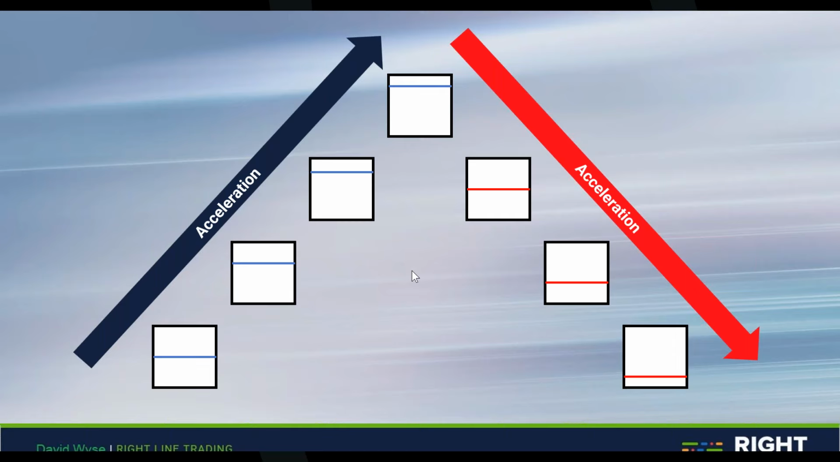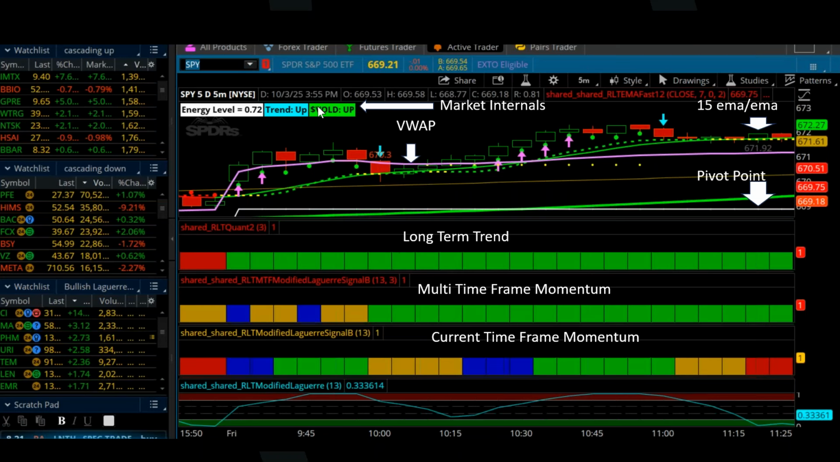So the momentum we're going to be looking at on the chart, when you see the different colors, this is what it's indicating. All right, and this quickly is the SPY Super System right here. This is what we would use for swing trades and for 5-minute trades, but we're going to focus on 5-minute trades. We're going to be focusing on this right here. This is the current time frame momentum. This tells us what's happening on 5 minutes.